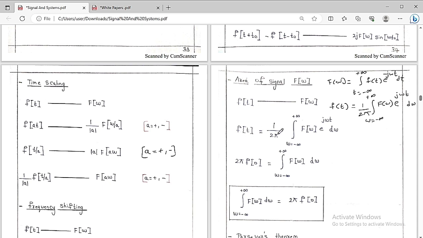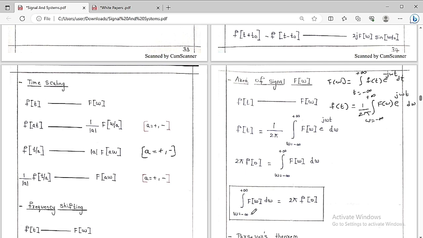F of 0 is equal to 1 by 2 pi integration of omega from minus infinity to plus infinity of F of omega times 1 d omega. And I will multiply by 2 pi on both sides. Then I am going to get 2 pi into f of 0 is equal to the integration from omega equal to minus infinity to plus infinity of F of omega d omega. So this is nothing but the area under F of omega. So the integration of F of omega d omega from minus infinity to plus infinity is equal to 2 pi into f of 0.